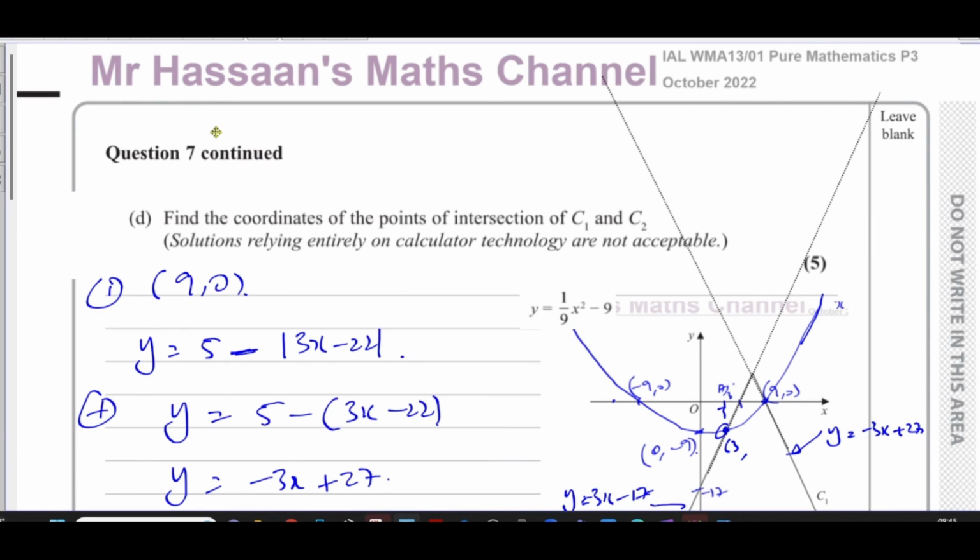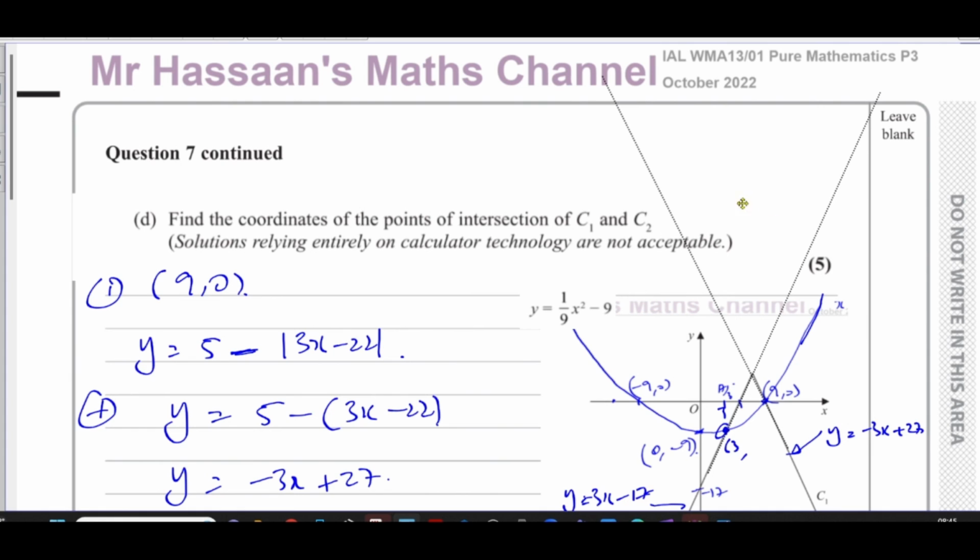Yep, that's it. So that concludes question number 7 from the P3 Edexcel paper from October 2022 International A-Level. Other questions from this particular paper can be found in the playlist that will appear in this region of the page, end of this video. Other questions from P3 modulus functions can be found in the playlist that will appear over here.